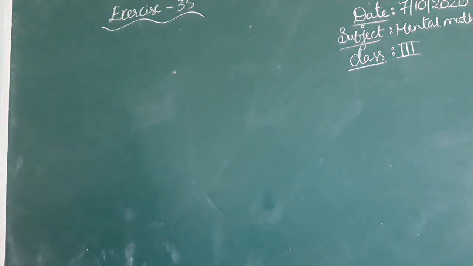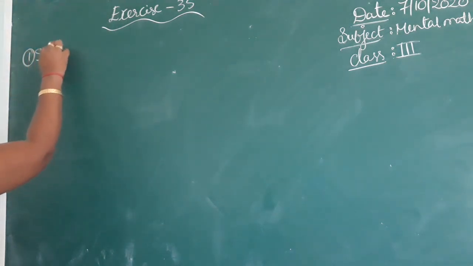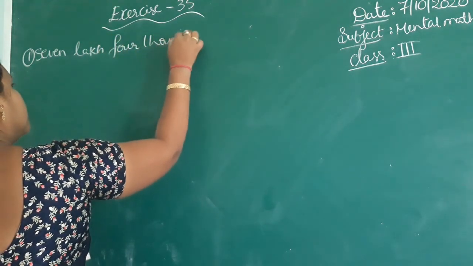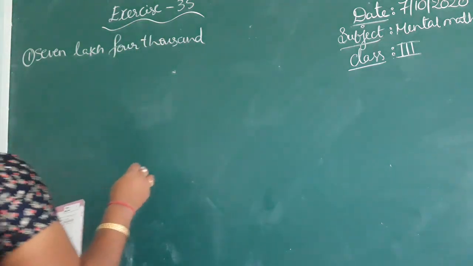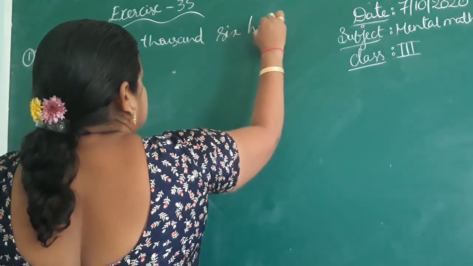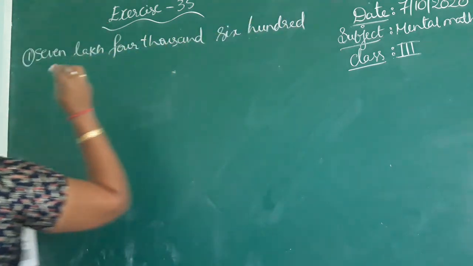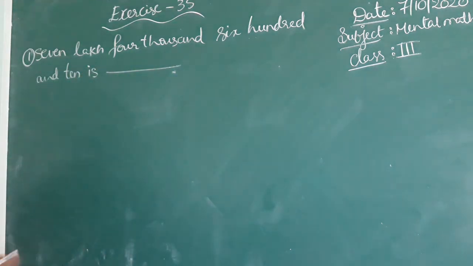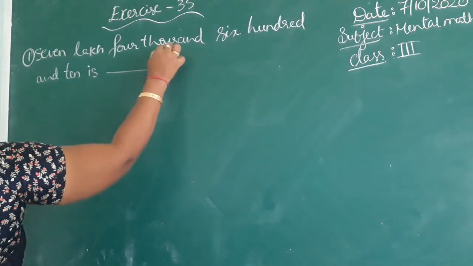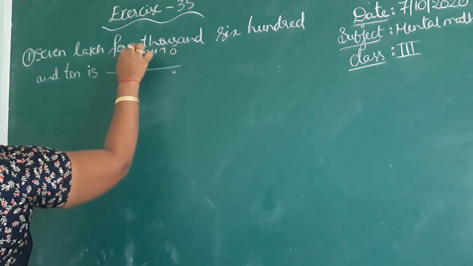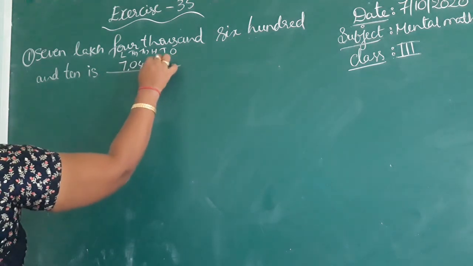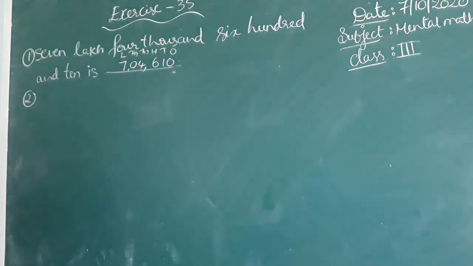See that. First one. 7 lakh 4,610. 7 lakh 4,610 is, okay, right: ones, tens, hundreds, thousands, 10,000s, lakh. 7 lakh 4,610. Okay, see the next one.